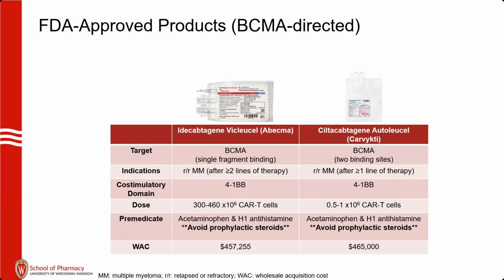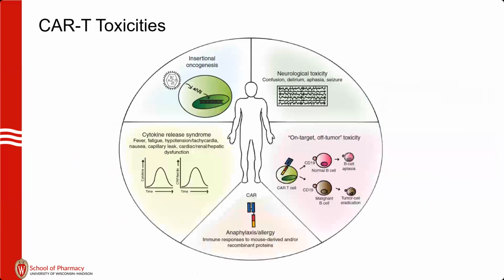Cilta-cel actually has a more delayed CRS and ICANS onset, which is different from our lymphoma products, where earlier onset was worse. With cilta-cel, we get a delayed onset of CRS and ICANS, but we tend to see more toxicity with it. And then pricing, you can see, is similar there.